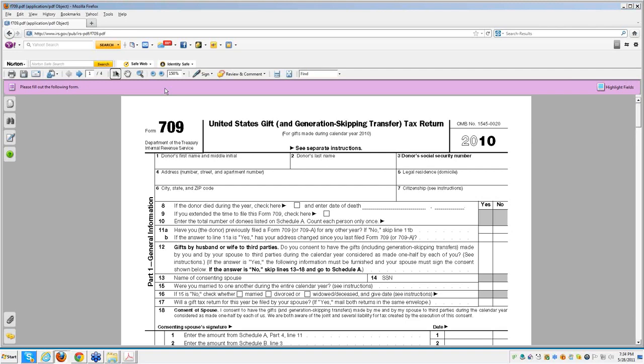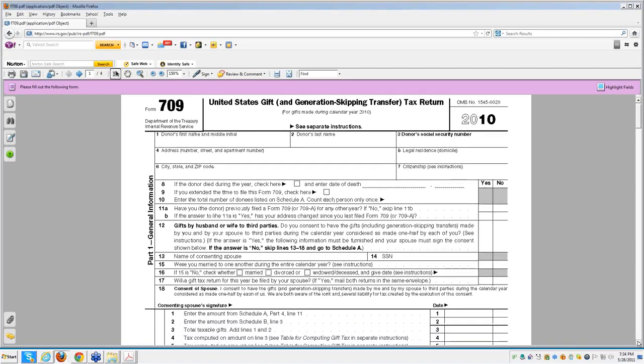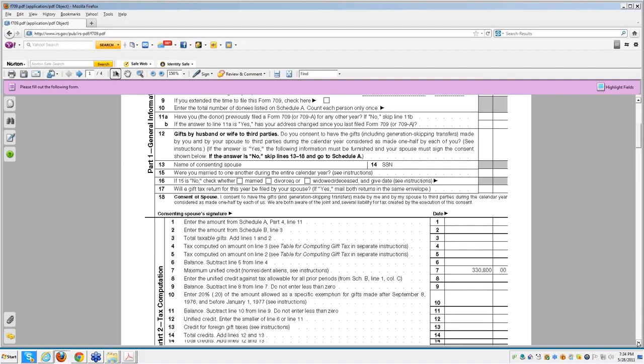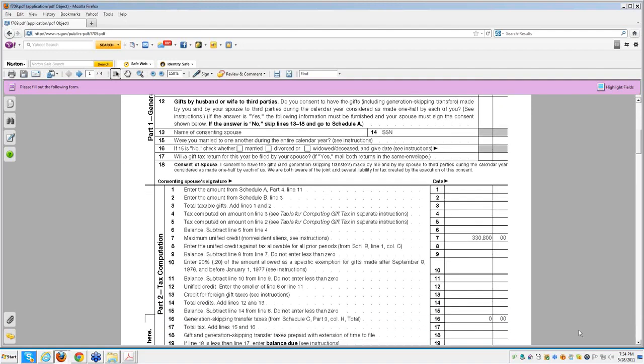Okay, this is the 709, which is a gift tax return. Okay. Jerry, his email is on the information letter I sent you. Okay.